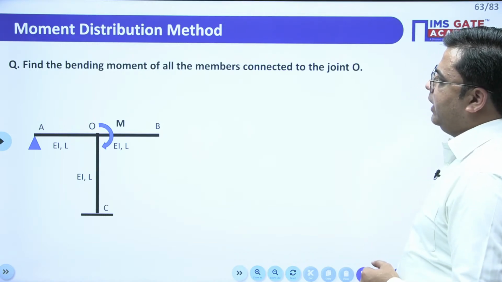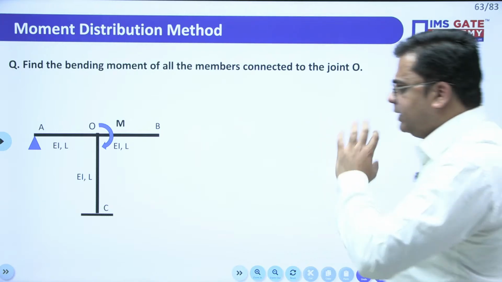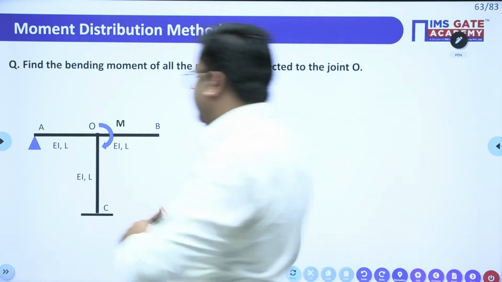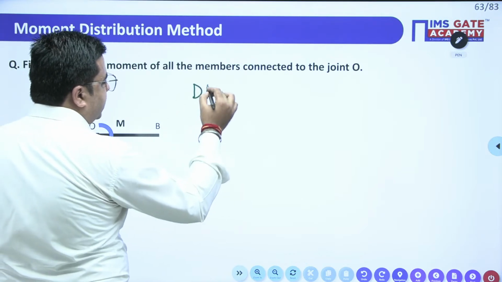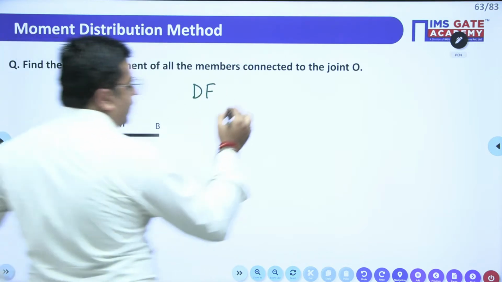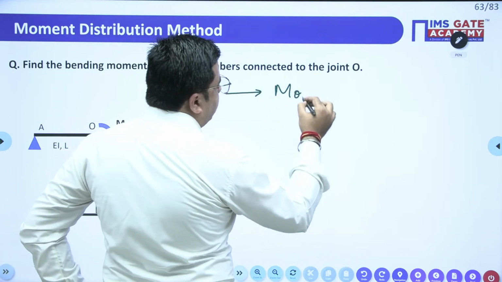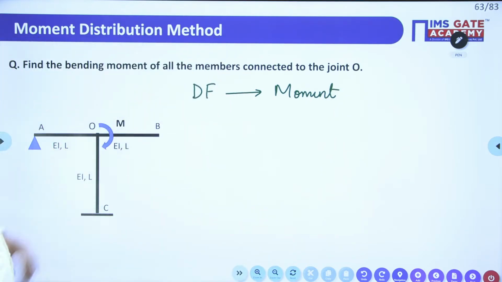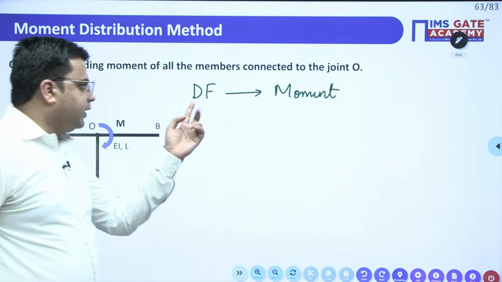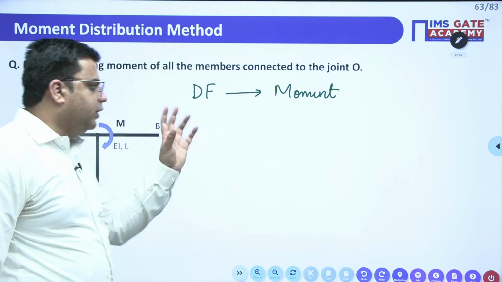Then find the bending moment of all the members connected to joint O. Again, this is a question where you have to find the distribution factor, and using this distribution factor, you can calculate the amount of moment which has been distributed to different members, correct?